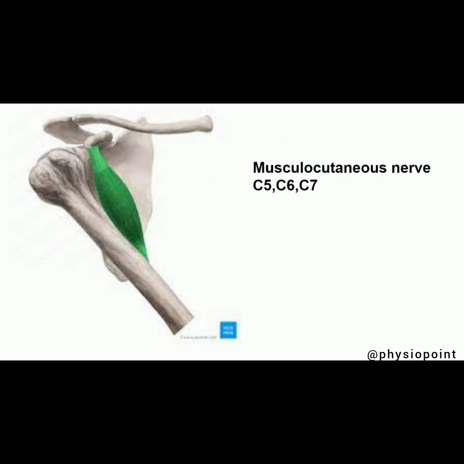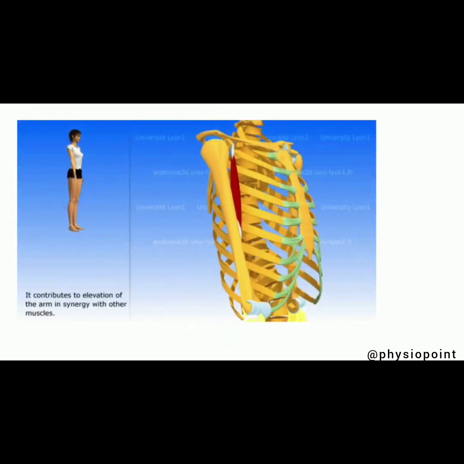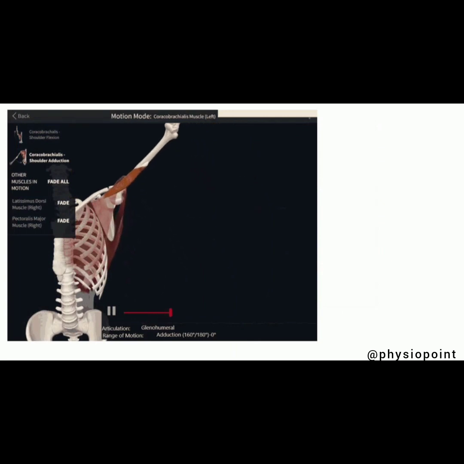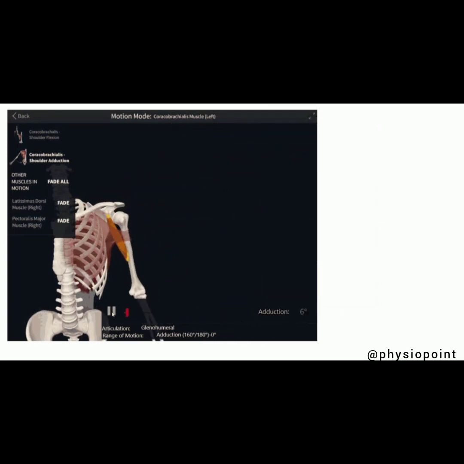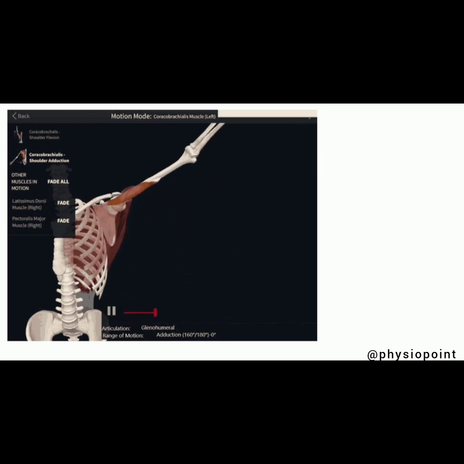And coming to the action of the coracobrachialis muscle, it helps in the flexion of the arm at the glenohumeral joint. It also helps in the adduction of the arm at the glenohumeral joint. So the major action is flexion as well as the adduction of the arm at the glenohumeral joint.